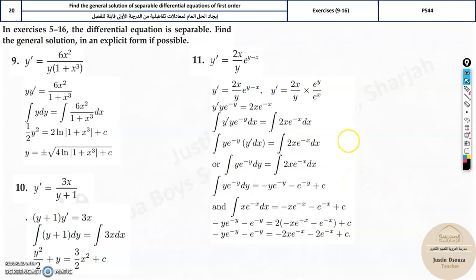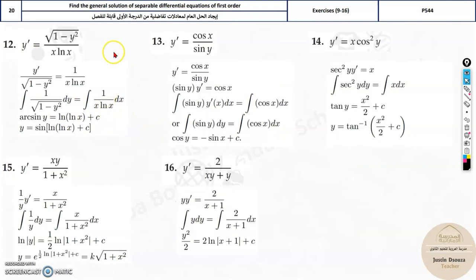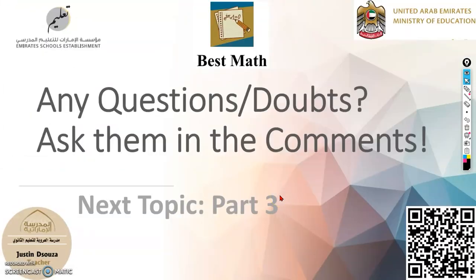Just be thorough with integration properties, the basic integration properties. If it's like this, you need to understand that this is sine inverse, or if it is here, it'll be tan inverse, or not tan, sorry, it's natural logarithm. You should know them. Learn all these basic properties and then you can easily solve it. But the first step is always to separate them and then integrate on both sides. So these are the answers. That is the end of part 2.